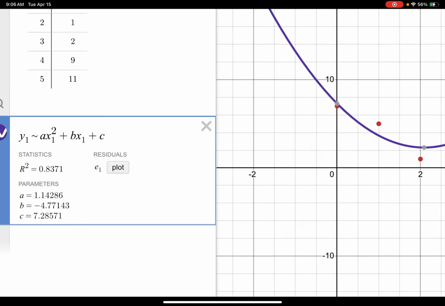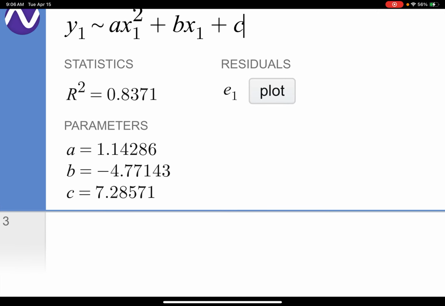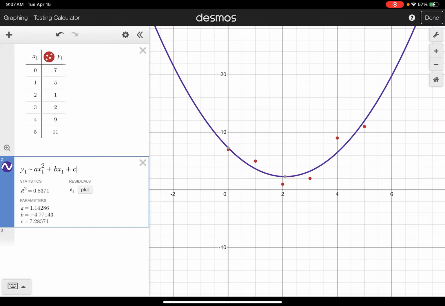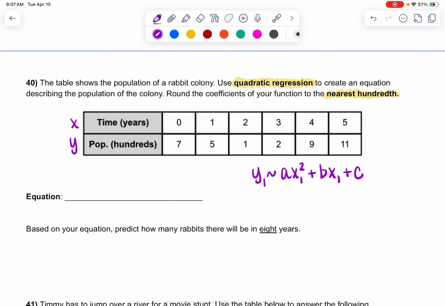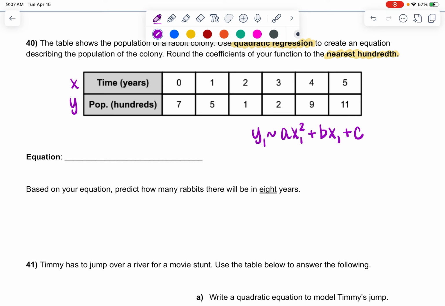And what we're looking for here is right here. They're telling us the approximate A, B, and C values that would plug into this quadratic function. We're going to round to the nearest hundredth, remember. So A is going to be 1.14, B is negative 4.77, and C is 7.29 if we round to the nearest hundredths. So I'm going to go back to my Notability, and I'm going to write all of that down over here really quick.